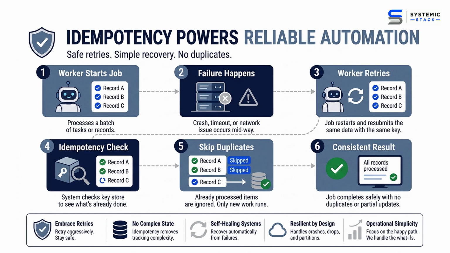This makes your automation much simpler and more robust because you don't have to write complex state tracking logic for every single failure scenario. You just embrace the retry. In an interview, highlight that this simplifies the error recovery logic significantly, allowing developers to focus on the happy part, while the idempotency layer handles the messy what-ifs.